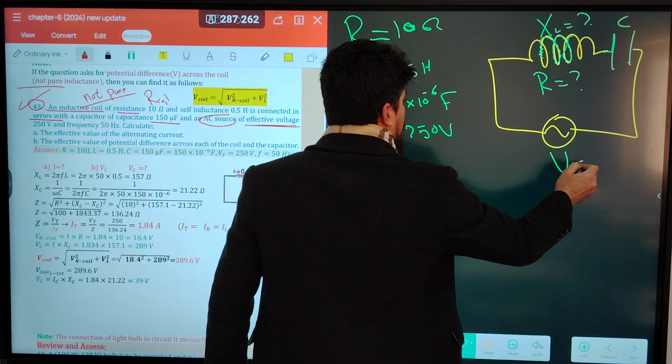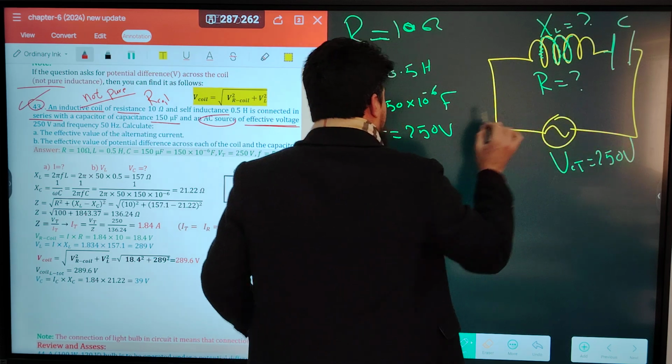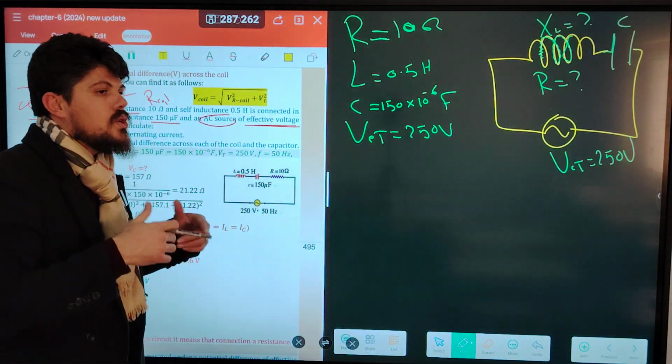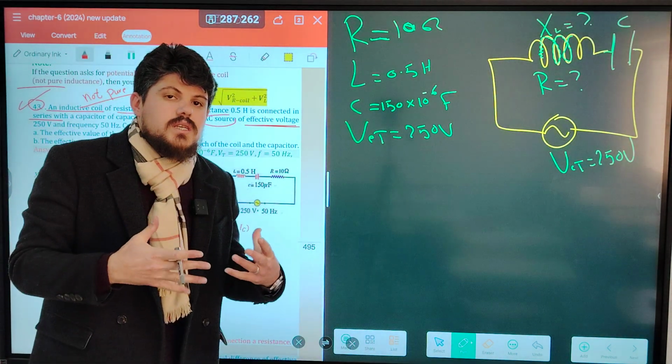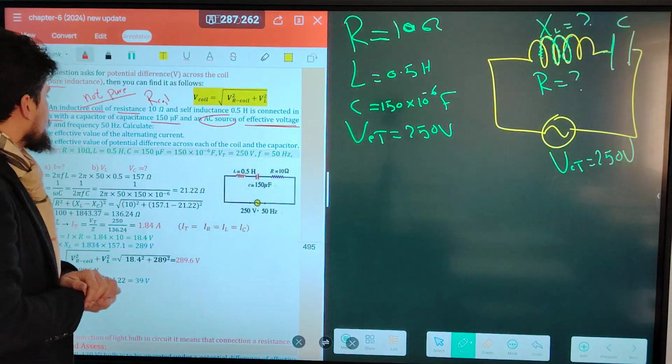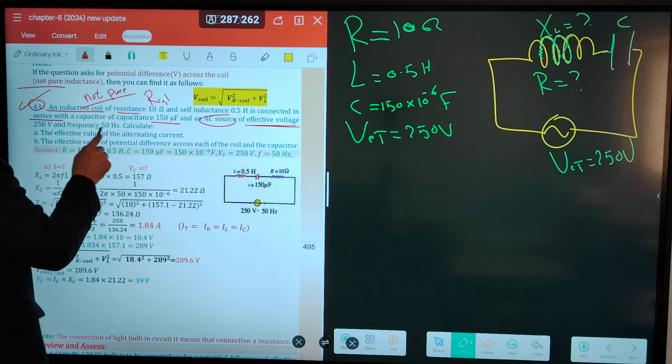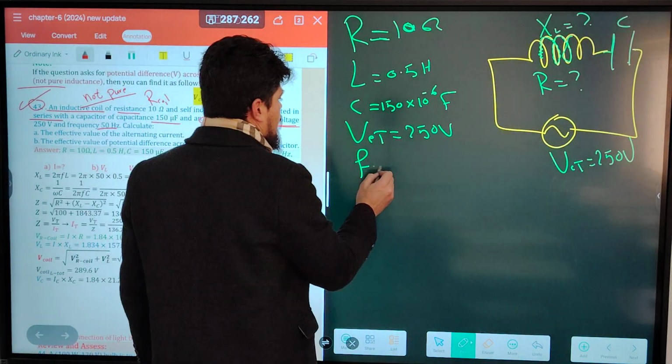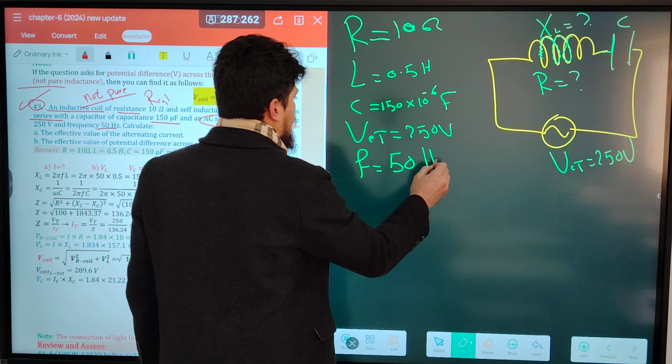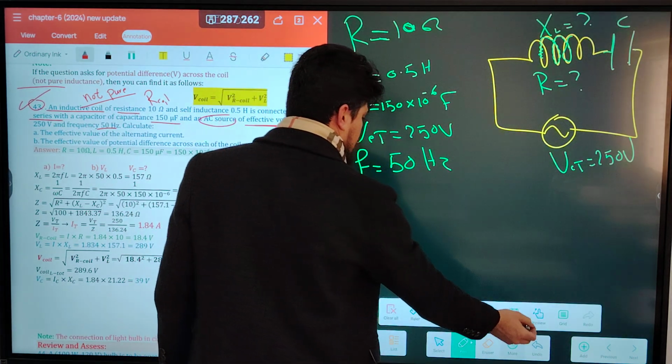This is VE total. An AC source of effective potential difference, it means VE total, and frequency 50 Hertz. This is the given value for this question.